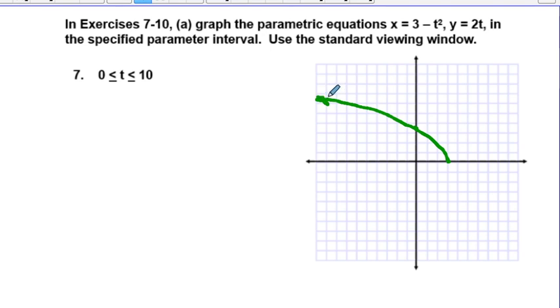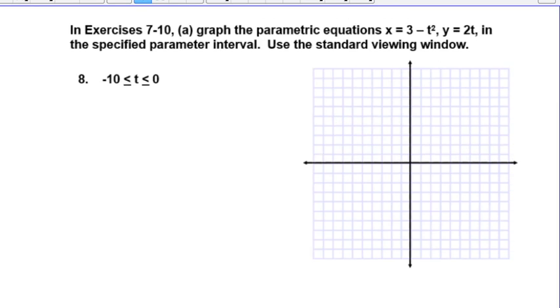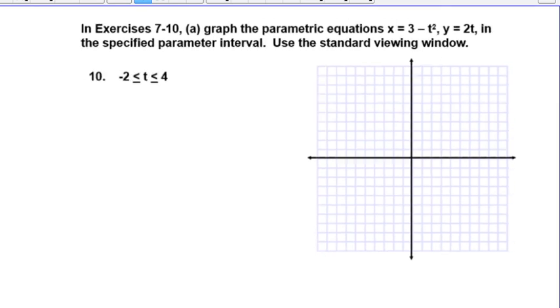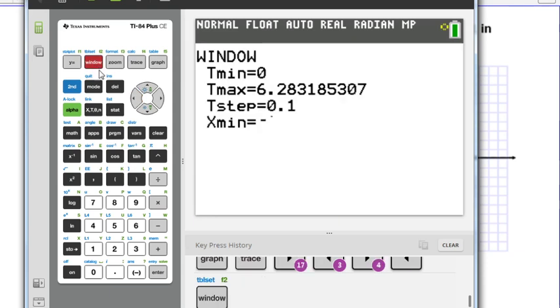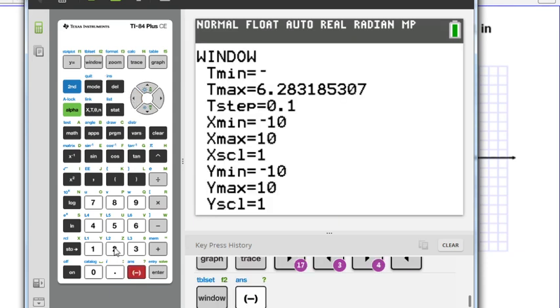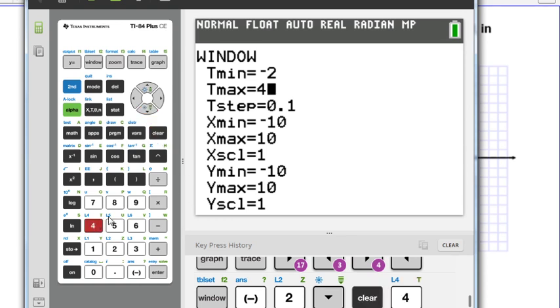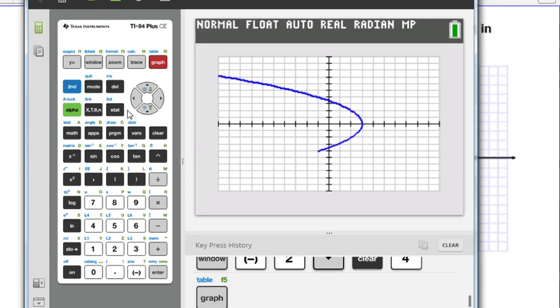And what you do is you just put the arrow in the direction of time. And 8, 9, and 10 are the same thing, except we have a different time interval. The time interval given here, as Noah asked, is between t equals -2 and t equals 4. We just go to the calculator and change the t spread: t minimum -2 to t equals 4. And then we graph, see what it looks like.